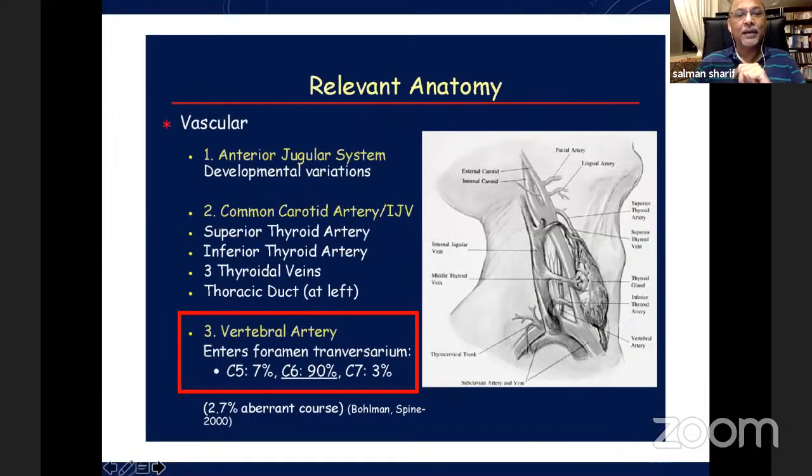As long as you have blunt dissection and you don't cut anything that looks like a nerve, then you'll be all right. This is another important thing that Yousuf had mentioned: the vertebral artery generally enters the foramen transversarium in 90% of cases at C6, 7% at C5, and 3% at C7. You need to be wary of that if you're planning any surgery in which the foramen is involved, because there is about 3% aberrant course of the vertebral artery.